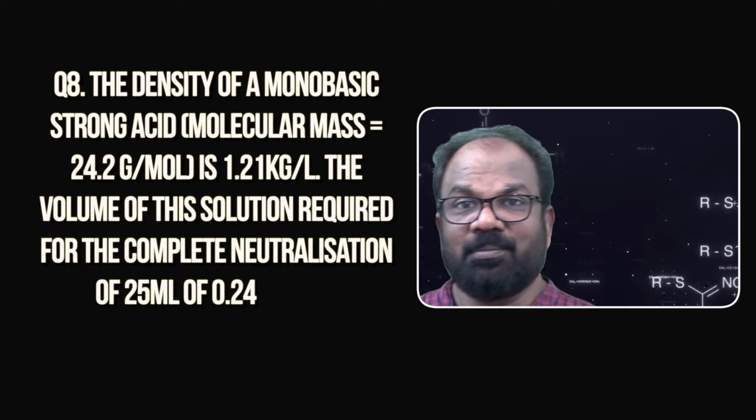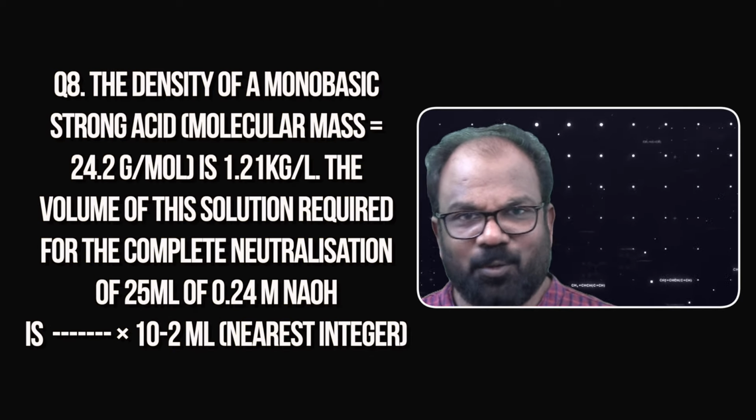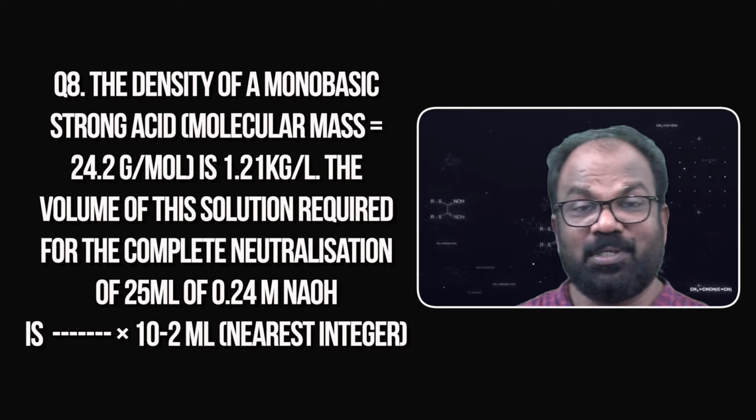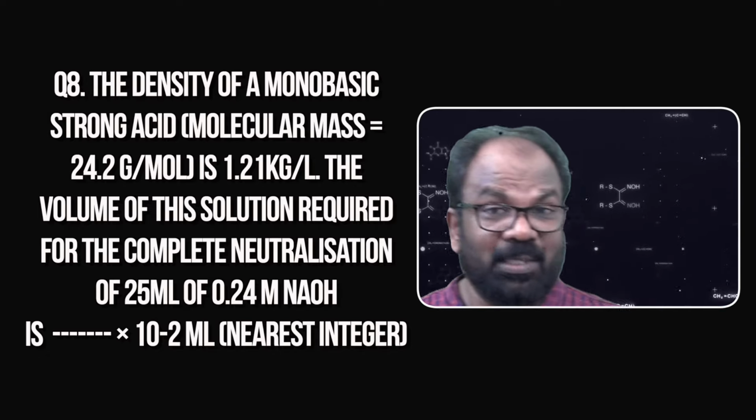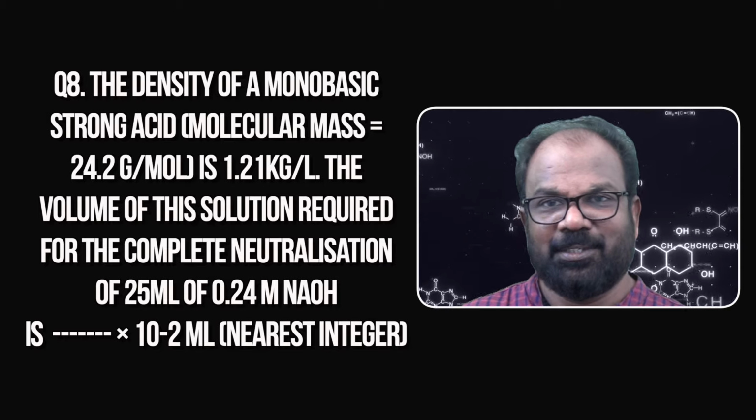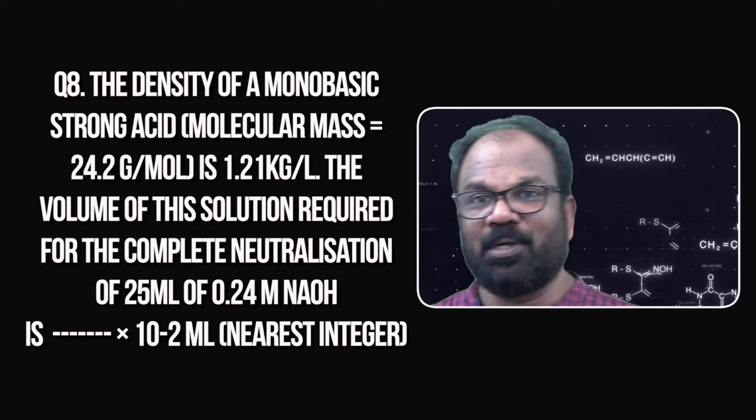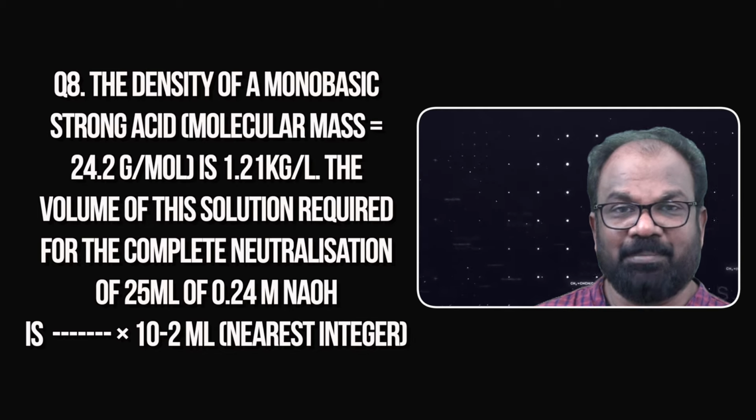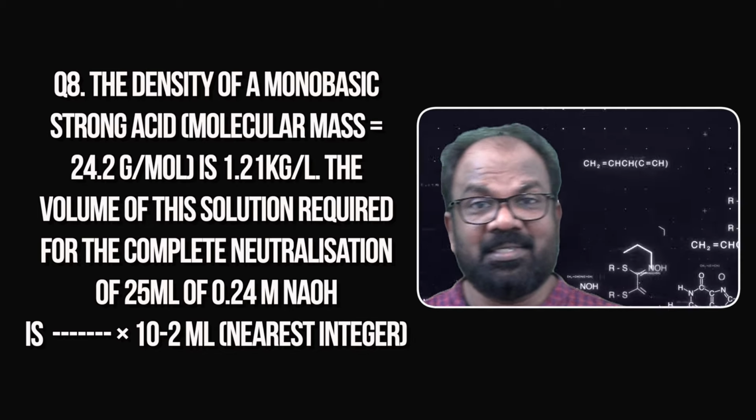Next question number 8. The density of a monobasic strong acid (molecular mass is equal to 24.2 gram per mole) is 1.21 kilogram per liter. The volume of this solution required for the complete neutralization of 25 ml of 0.24 molar NaOH is dash into 10 raised to minus 2 ml (nearest integer).